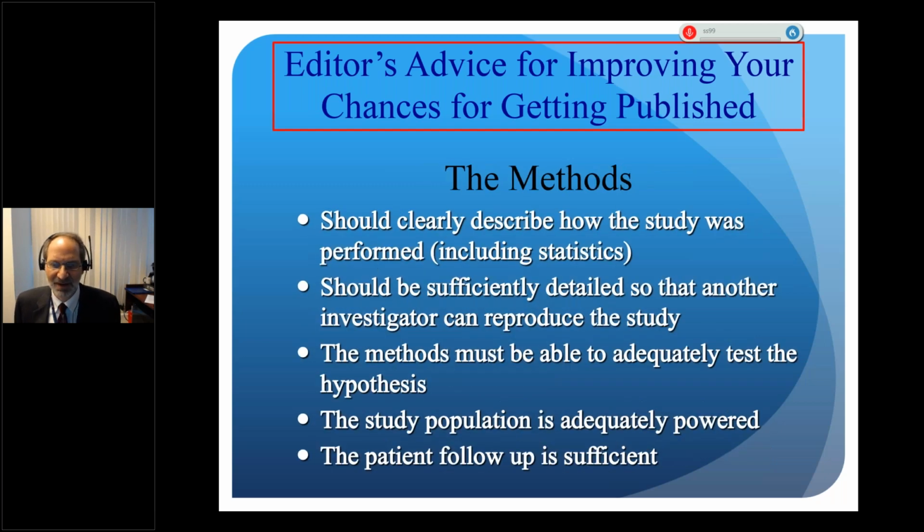The methods need to be clear. They need to describe how the study was performed. They need to include the statistics. And basically what you're doing here is enabling another reader or investigator to reproduce your study exactly like you did it, based on the recipe that you used. Therefore, the methods must be able to adequately test the hypothesis, and that's for the reader as well as the author. The study population has to be adequately powered.